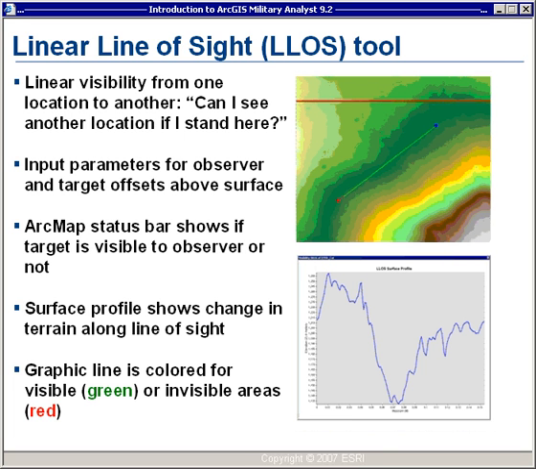The last of our terrain analysis tools is the linear line of sight tool, and this tool does a point-to-point visibility and will tell you if you're standing in one location, can you see another location? We'll use the coordinate tool to specify the observer and target locations, and you can set an offset above the surface for each of them. After running the tool, the ArcMap status bar will tell you if the target location is visible or not. The tool will also show a surface profile of the elevation changes along that line of sight. You will also be able to see the line between the observer and target change to tell you if the surface is visible. The line will be colored green for visible areas or red for invisible.